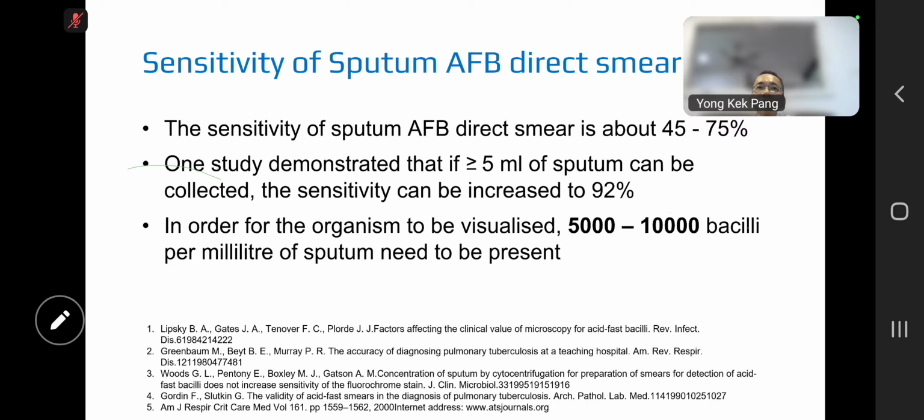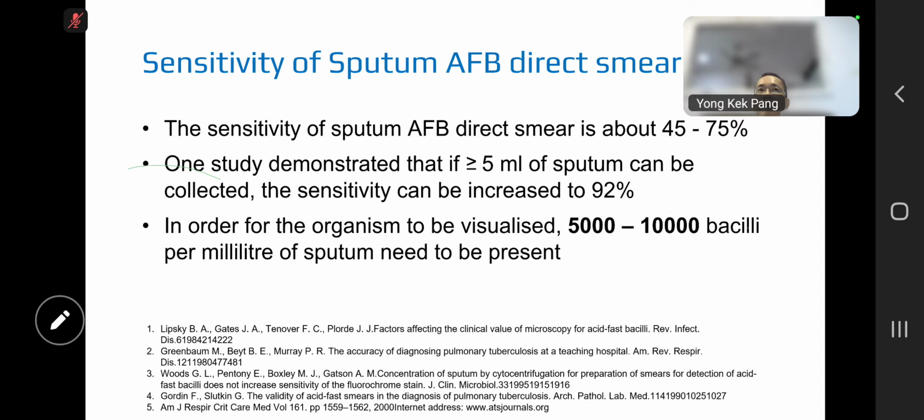And then the other important thing to know is how much sputum is considered ideal. In one study, it was demonstrated that we should try to collect at least 5 cc of sputum, because the sensitivity can be increased to 92%. If you manage to collect at least 5 cc of the sputum, the sensitivity, in fact, is actually quite good, right? 92%. But as you know, many patients, you can't even collect 2 cc.